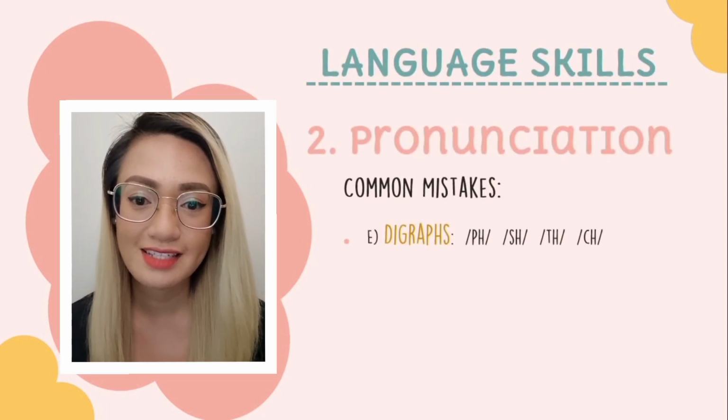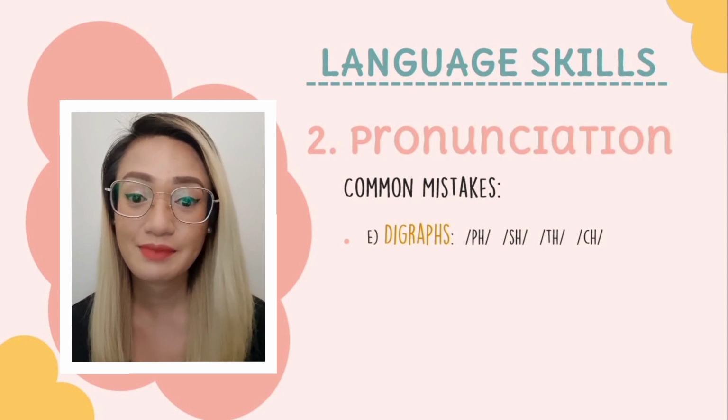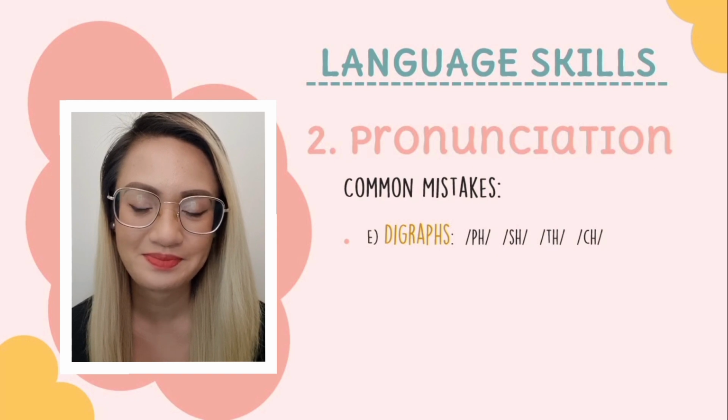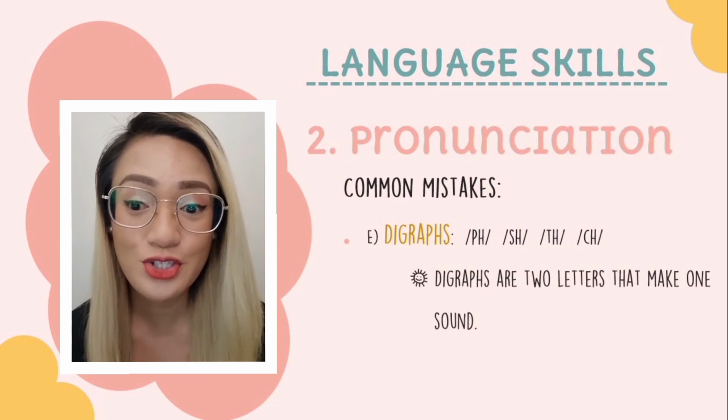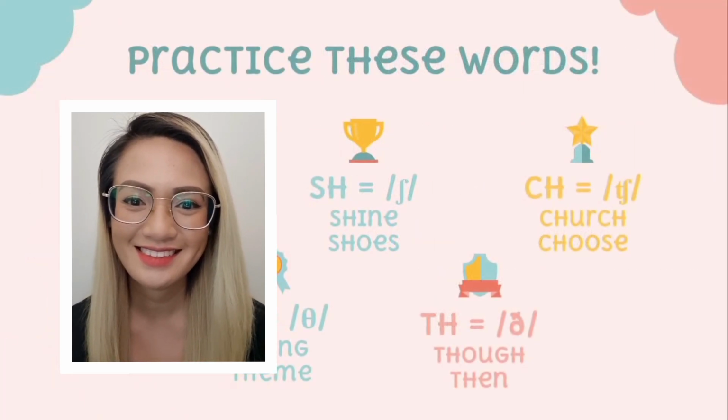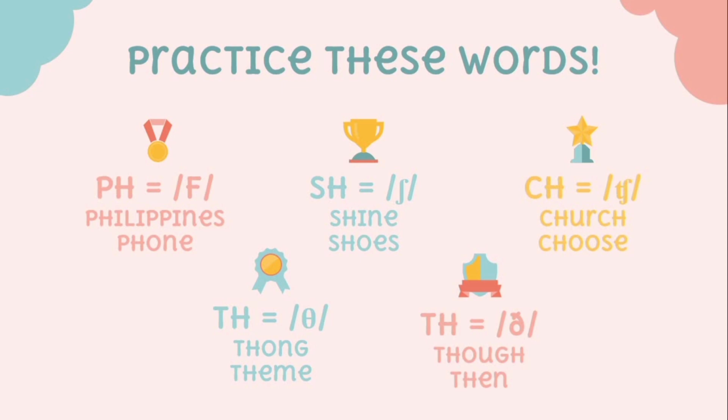Number 5 is digraphs, such as PH, SH, TH, and CH. Digraphs are 2 letters that make only one sound. Just like PH makes the sound f, SH makes the sound sh. CH makes the sound ch. And TH makes the sound th.